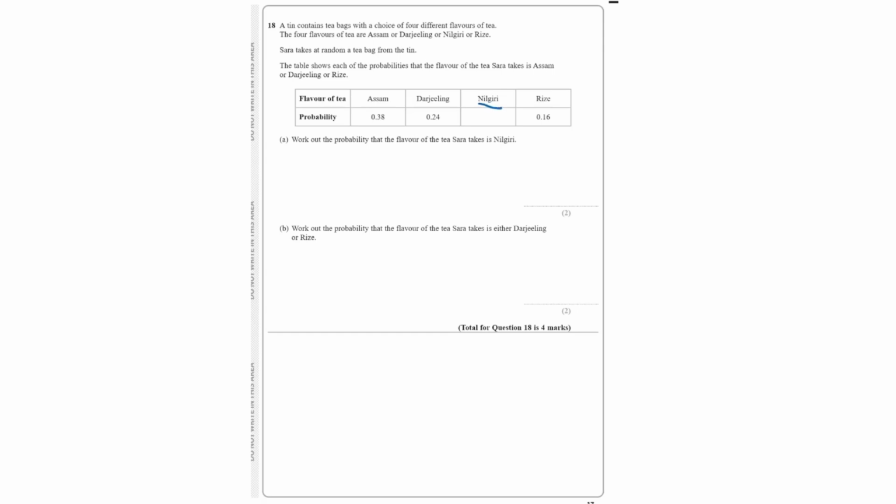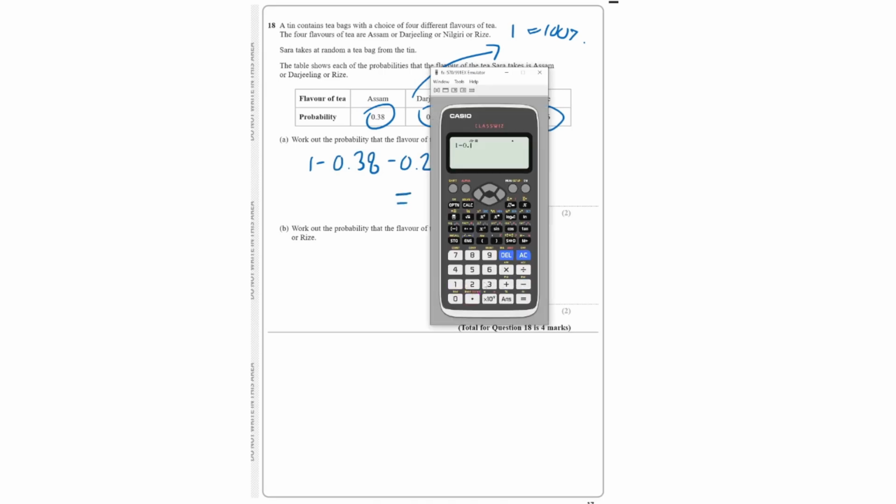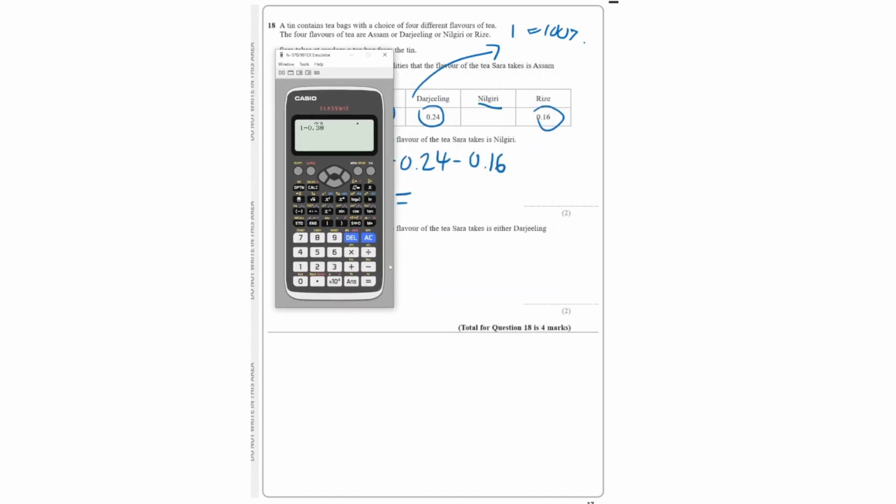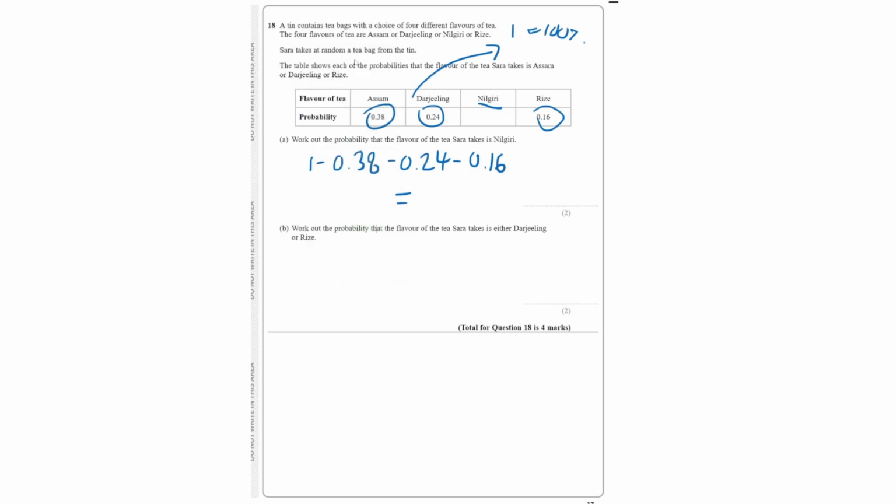Okay, so we know that 1 whole is equivalent to 100%. Given that we have all the other probabilities, we can subtract this from 1 to get the probability that it is Nilgiri. So 1 minus 0.38 minus 0.24 minus 0.16. And we can use a calculator here. 1 minus 0.38 minus 0.24 minus 0.16 gives us 0.22. So that is our probability, 0.22.